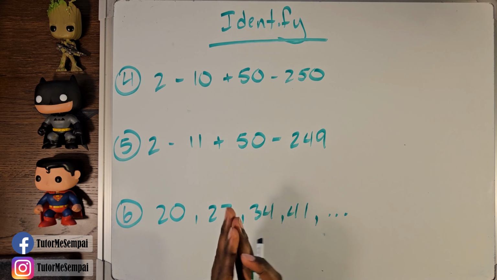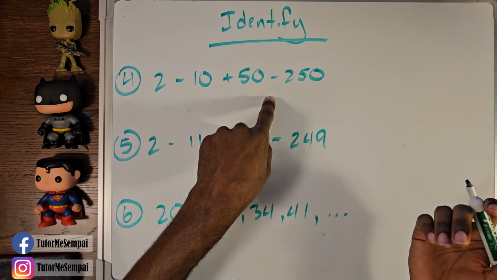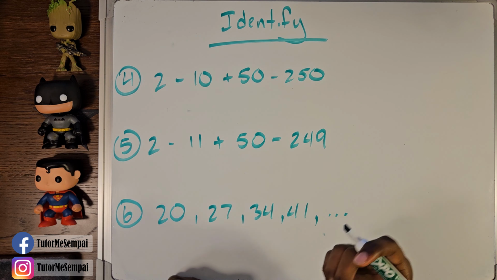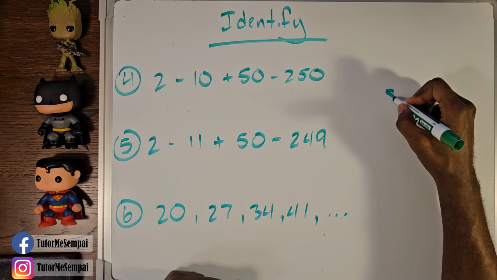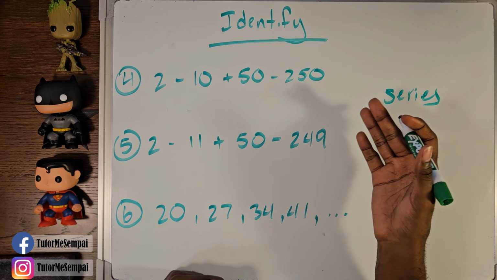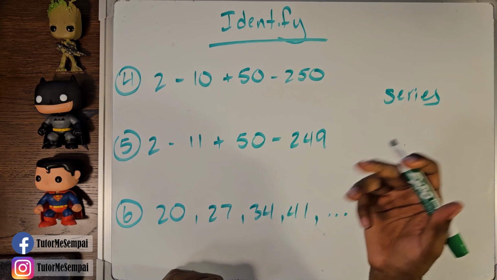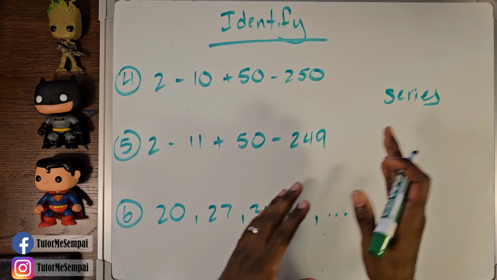For our number 4, we have 2 minus 10 plus 50 minus 250. What is this? Is it going to be a series or a sequence? Well, this is definitely going to be a series because we're adding up everything. Although we're subtracting as well, but it's technically still adding. But we're adding up everything. It's not a list of numbers. So we have a series.